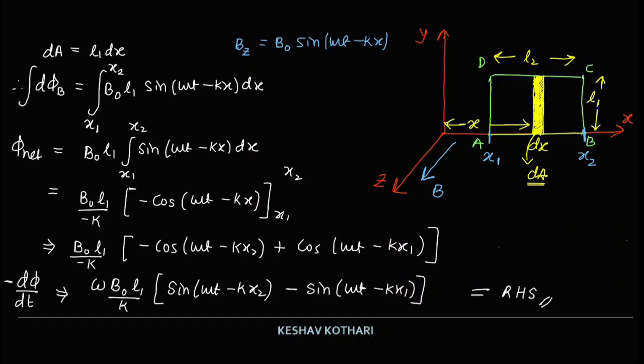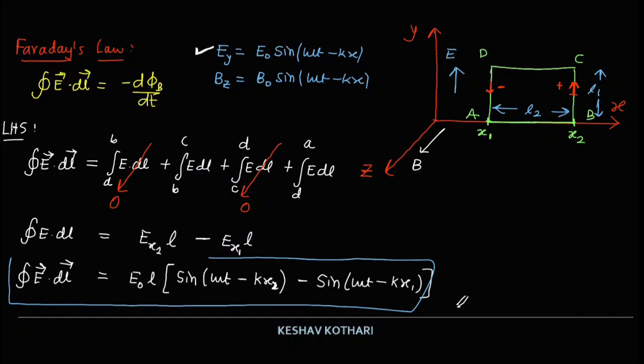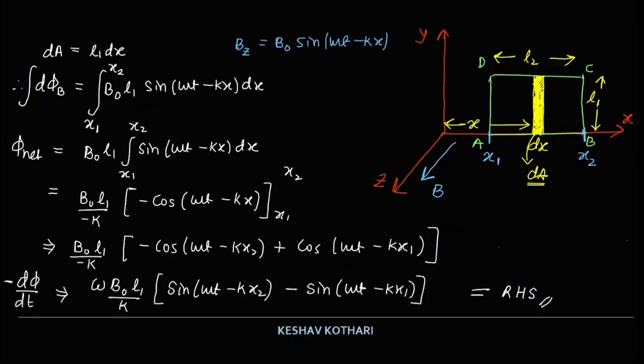So the left hand side of the expression is this one, that is E naught L sine(omega t minus k x2) minus sine(omega t minus k x1). That is, this is the left hand side for the expression, and this one is the right hand side of the expression, that is minus d phi by dt, written in this sense.